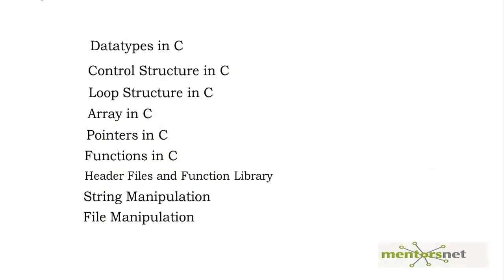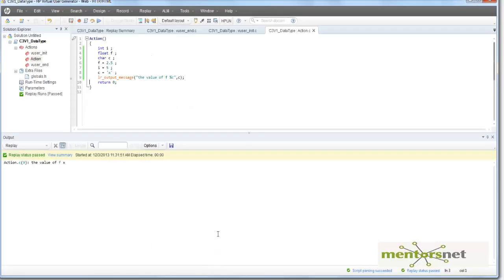Hello, welcome back. In our last lecture, we learned about data types in C, and this is the script that we wrote. Essentially, it's a very simple thing that we are doing. We are declaring variables and we are printing those variables out.